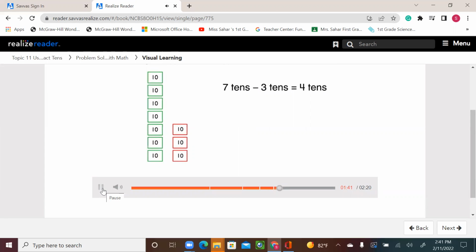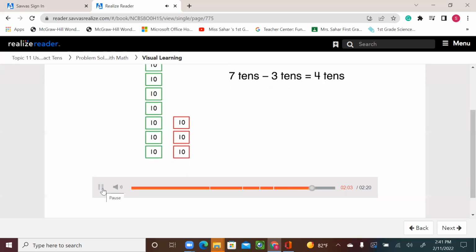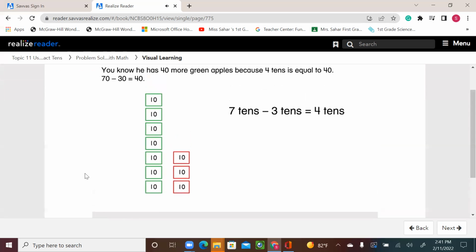7 10s stand for the 70 green apples that Nate has. 3 10s stand for the 30 red apples that Nate has. 4 10s stand for how many more green apples Nate has than red apples. Nate has 40 more green apples. How do you know that Nate has 40 more green apples than red apples? You know he has 40 more green apples because 4 10s is equal to 40. 70 minus 30 equals 40.